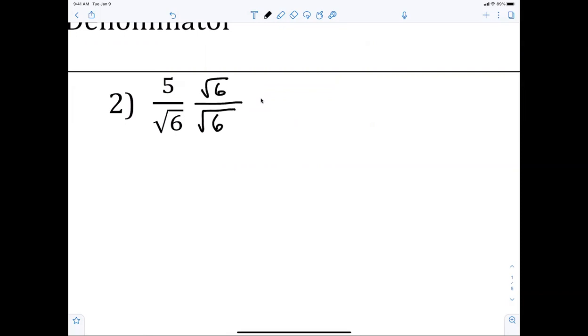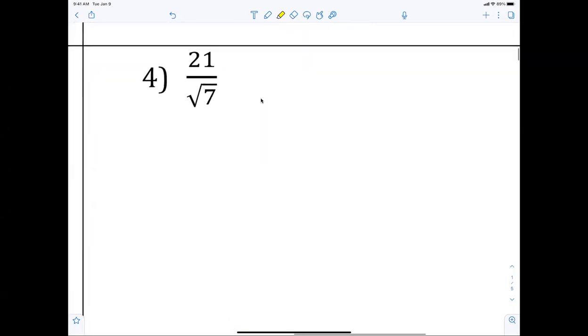When we multiply the top and bottom by the square root of 6, we end up with 5 radical 6 on the top, and 1 on the bottom, 6 on the bottom. Now, if it's possible, you can reduce the fraction, but 5 and 6 obviously don't reduce. So that is your answer. That's all there is to it. It's called rationalizing the denominator. You're eliminating the square root that's in the denominator.